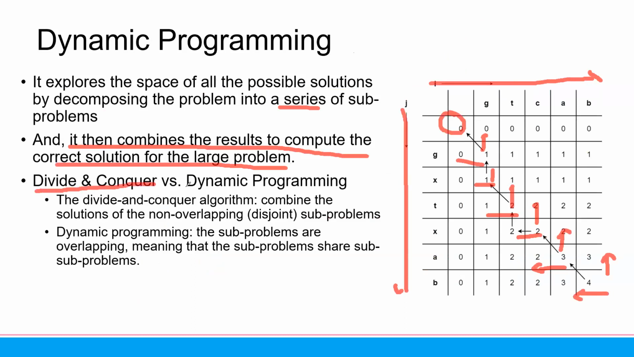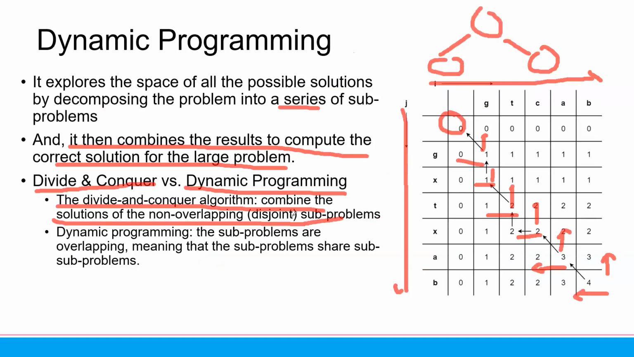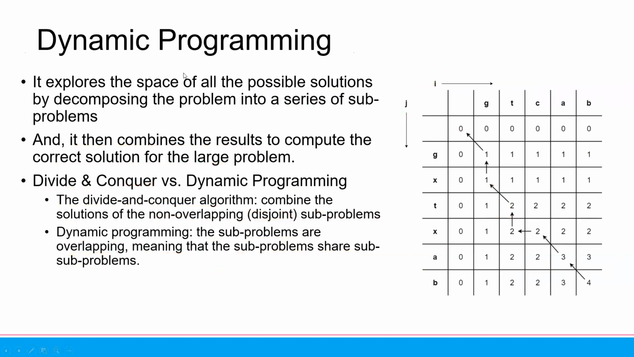So divide and conquer versus dynamic programming. Divide and conquer combines the solutions of non-overlapping or disjoint subproblems. So it means we have problems, and the two subproblems will be disjoint or non-overlapping. But in dynamic programming, the subproblems are overlapping, meaning that the subproblems share subproblems. We will look at the examples later. So this is just the concept of dynamic programming.